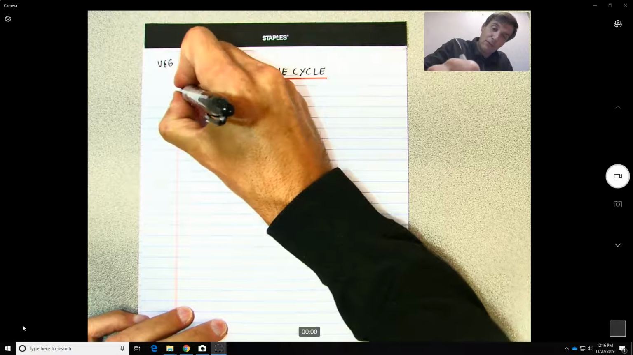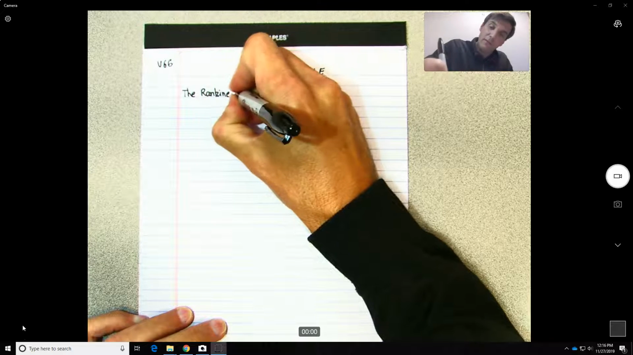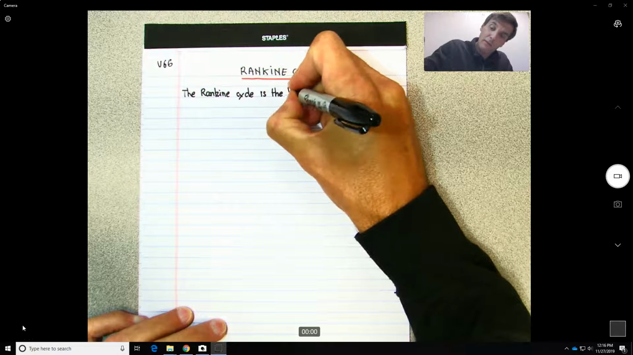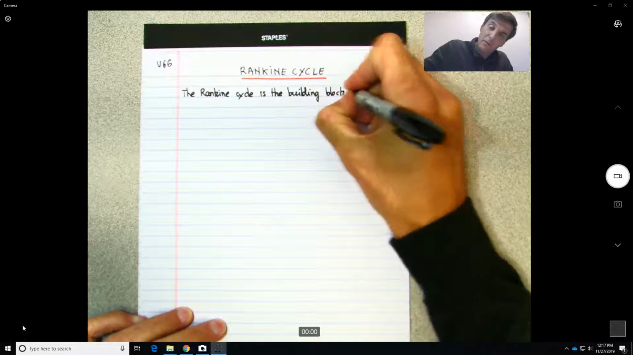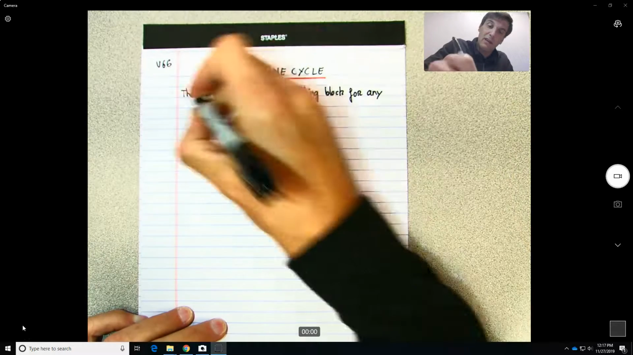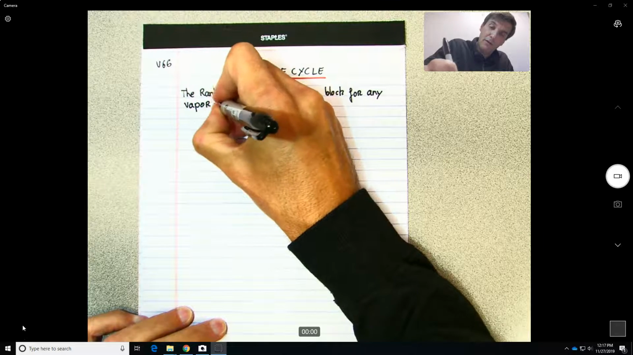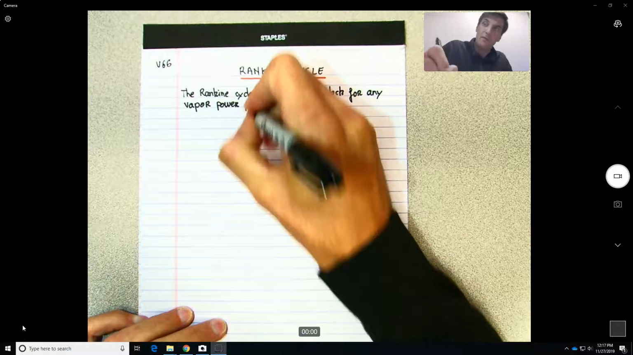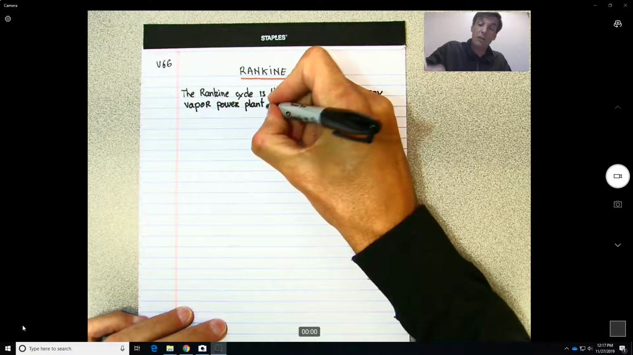So the Rankine cycle is the building block for any vapor power plant. That's it. I think that's all we can do.